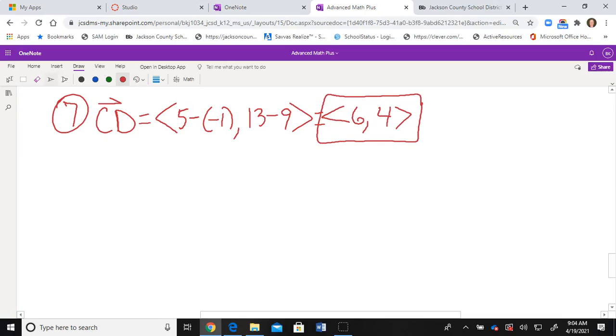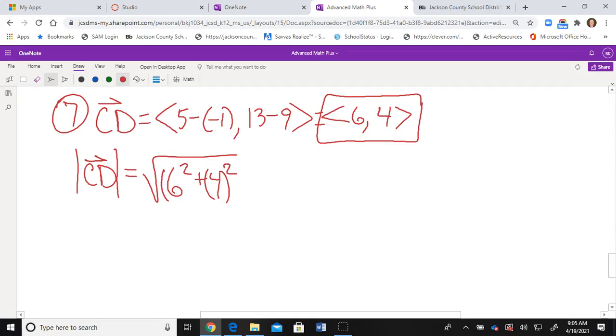Please don't put parentheses. Make sure you put your little vector symbols, okay? Magnitude of this, square root of 6 squared plus 4 squared. I got the square root of 52.